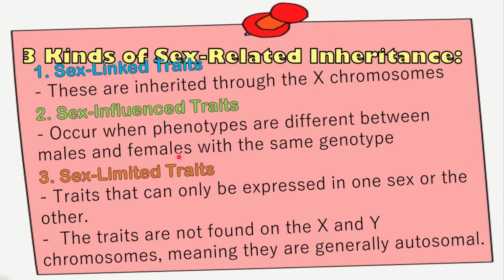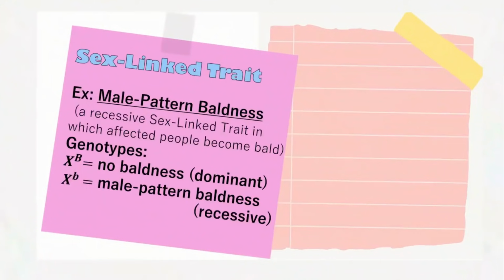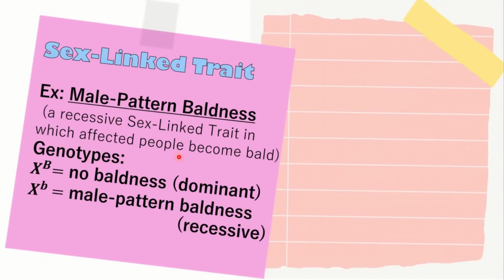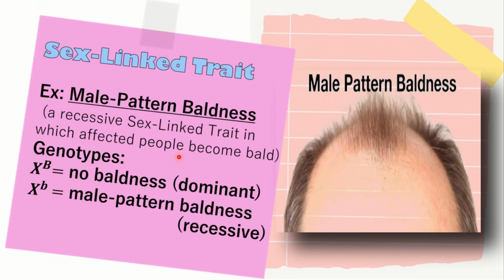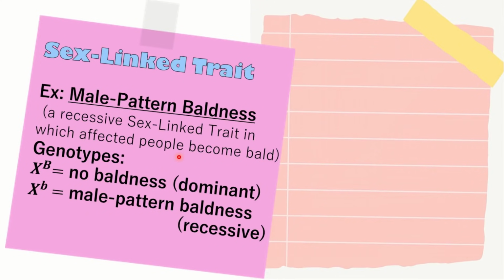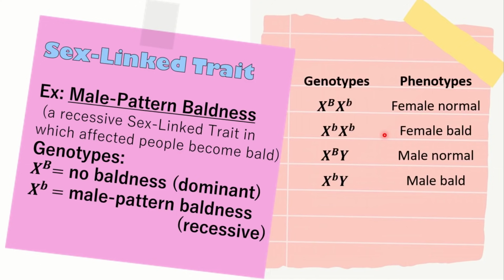Now let us discuss more about sex-linked traits. Let us have an example. Pattern baldness. Pattern baldness is a recessive sex-linked trait in which affected people become bald. These are the genotypes: X dominant B for no baldness and X recessive B for male pattern baldness. So as you can see, these are the genotypes for female normal, female bald, male normal, and male bald.